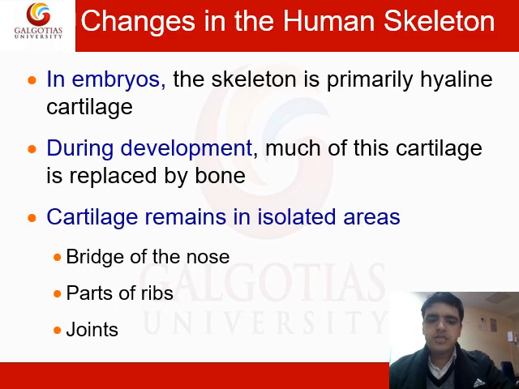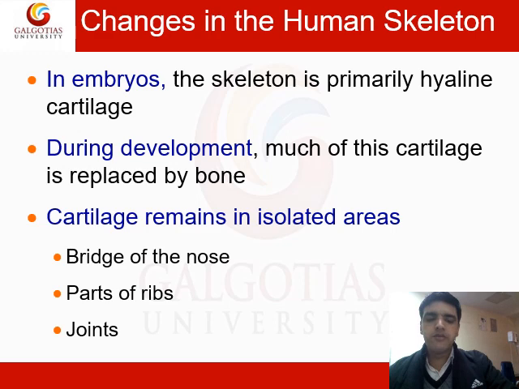What are the changes that might occur in the human skeleton? In the embryonic stage, the skeletal system is mainly formed by hyaline cartilage, which is the main structural element providing the framework in the embryonic stage. During development, much of this cartilage is replaced by bone.